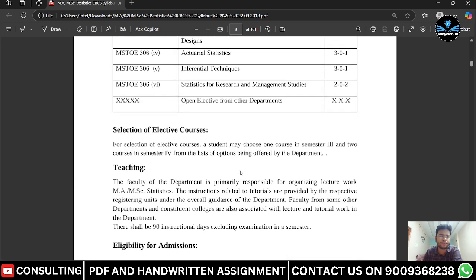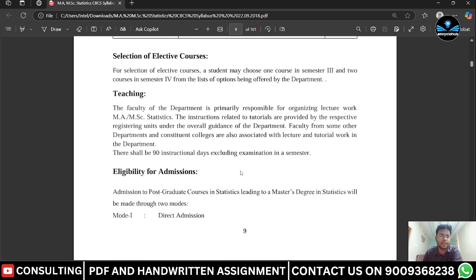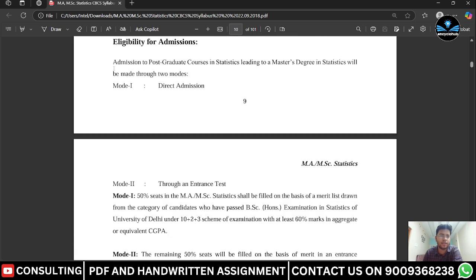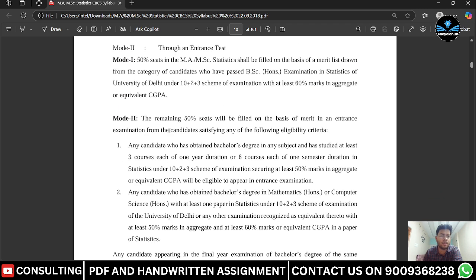Now the next thing is eligibility for admission. There are two modes of admission. The first mode is direct admission, and the second mode is through an entrance test. So what is mode 1? 50% of seats in MA shall be filled on the basis of a merit list and category for those who have passed BSc in Statistics. If you are a student of Delhi University and you have passed BSc in Statistics from Delhi University, you can directly get admission in this college.